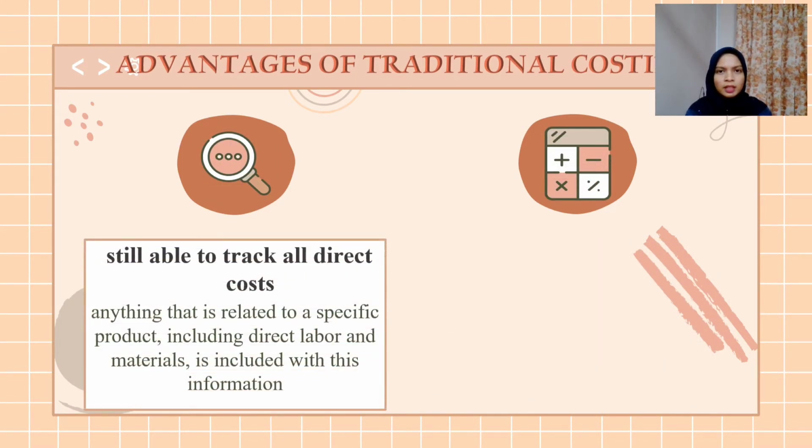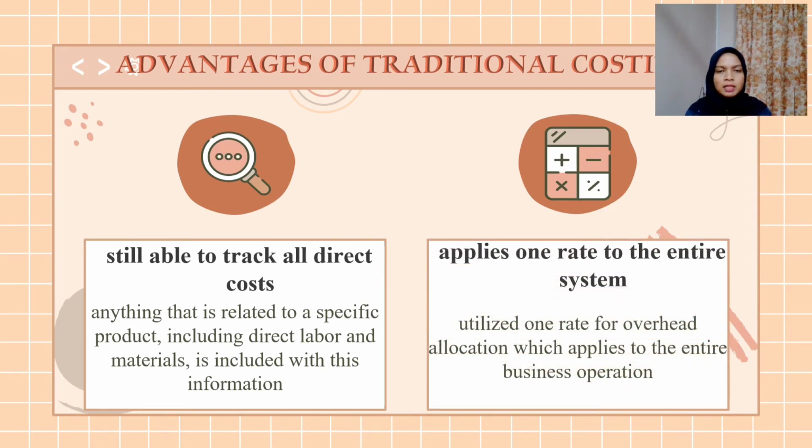Thirdly, traditional costing might not offer the specificity of activity-based costing, but it still offers the ability to trace direct costs. Anything that is related to a specific product, including direct labor and material, is included with this information. It follows GAAP principles to offer a reasonable analysis of production costs when an organization is producing a handful of products or services to their targeted demographic.